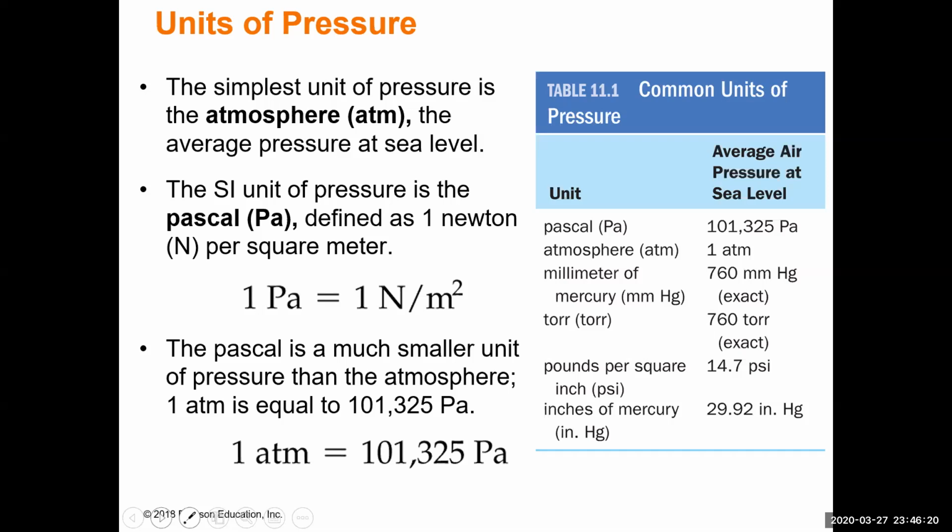Now we've discussed some of the units of pressure, but there are several that we may be working with throughout this semester. The simplest unit of pressure is the atmosphere, denoted by ATM, and that's the average pressure at sea level. So the average pressure at sea level is equal to exactly 1 atmosphere, or 1 ATM.